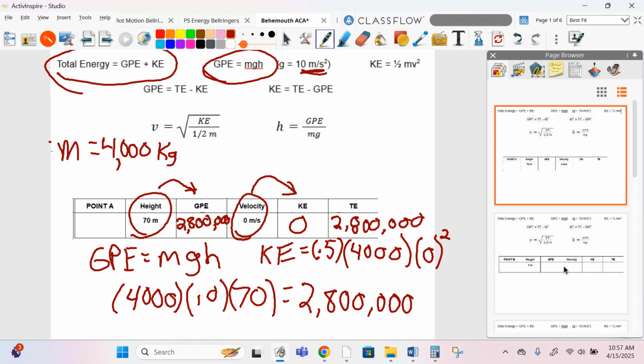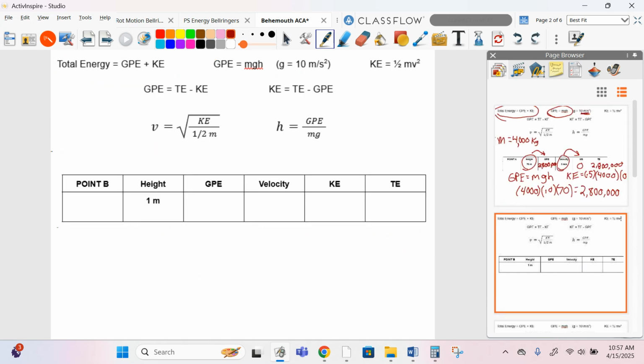As I take a look now at location B, one of the first things that I'm always going to do is fill out my total energy. Because if you remember from the previous lesson, the law of conservation of energy states that the total energy in a system remains constant. So if I had 2,800,000 joules of energy at location A, at location B, I have 2,800,000 joules of energy. This is from the law of conservation of energy. And that's going to be the same each time.